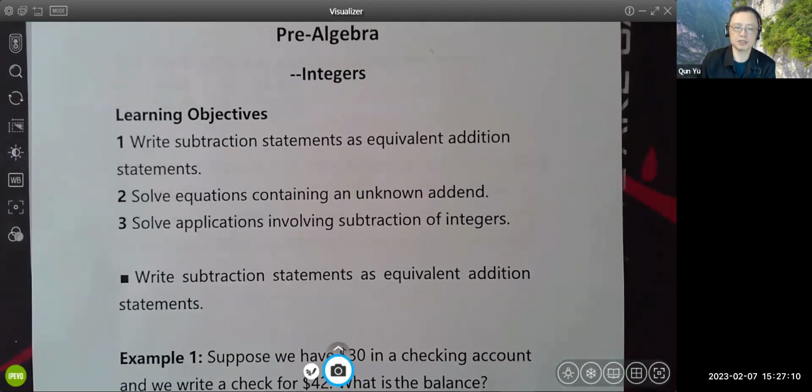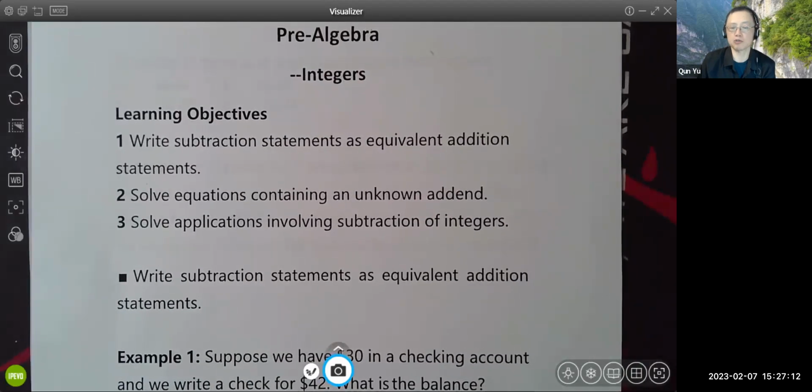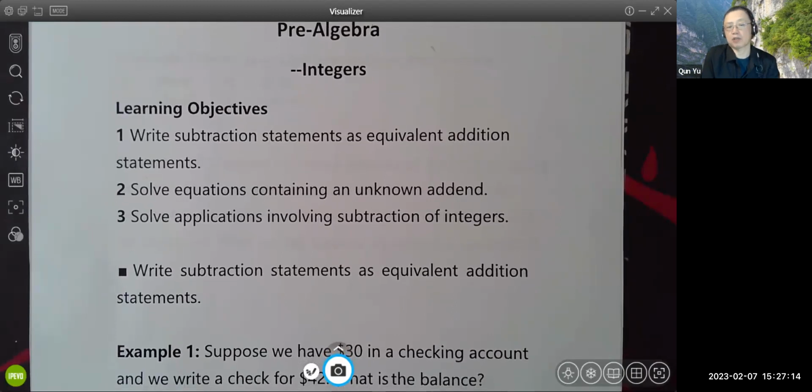In this first one, we are going to rewrite a subtraction problem as an equivalent addition problem. We already learned how to add integers. So by rewriting a subtraction problem as an equivalent addition problem, we can do it as an addition problem and get the same answer.